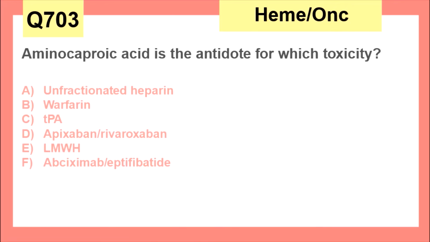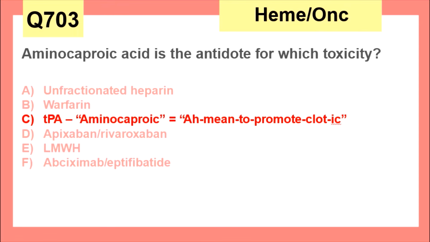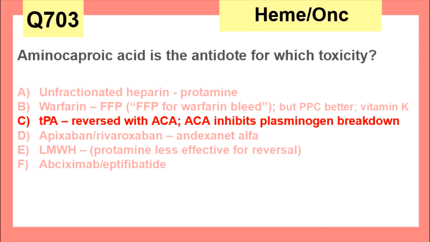Next question, 703. Aminocaproic acid is the antidote for which toxicity? Of these choices, aminocaproic acid is the antidote for TPA. When TPA is breaking down clots too quickly, aminocaproic acid is the antidote. Aminocaproic, amine to promote clotting. An awful, awful mnemonic that may stick with you. And just as for the other choices, again, heparin is reversed with protamine, FFP for warfarin bleed, but PCC may be required and could work better. Apixaban or rivaroxaban is reversed with andexanet alfa.